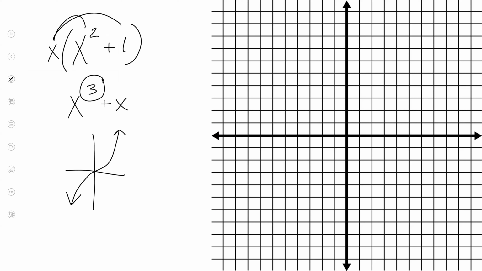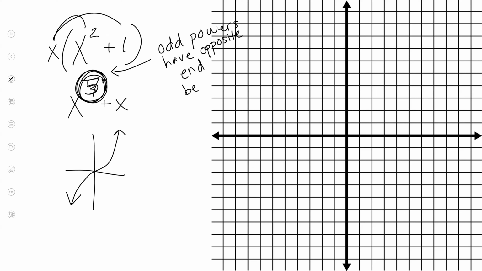So when it's an odd power, they're going to have opposite end behaviors. Please write that down somewhere. You need to remember that. Odd powers have opposite end behaviors. And I'm talking any type of odd power. If this was x to the 5, x to the 7, they would have opposite end behavior. Does that make sense, guys? Okay.